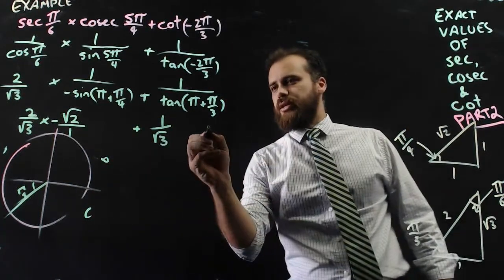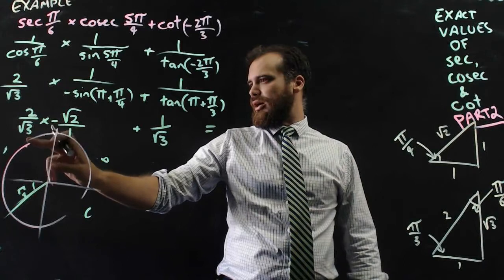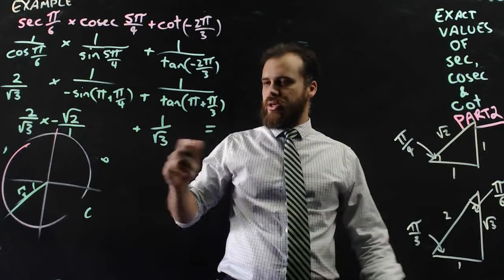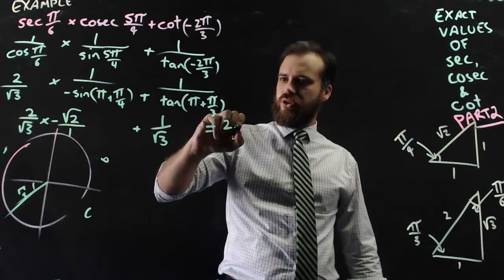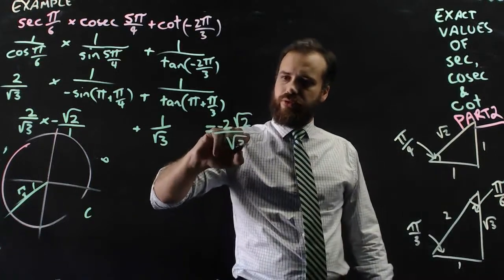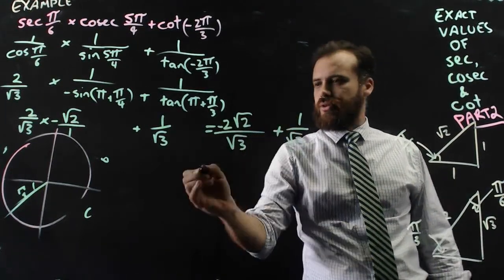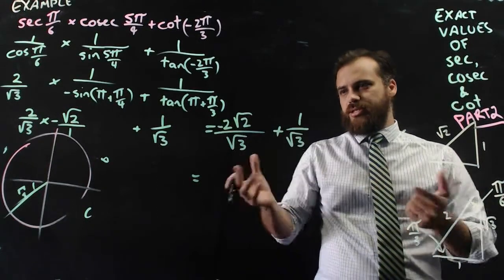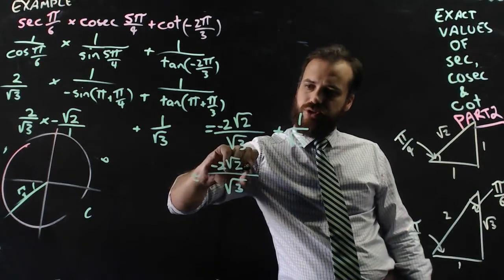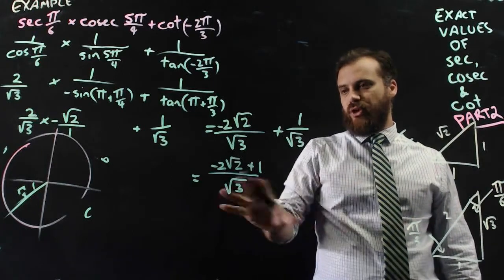Now I'm just going to stick this all together. We have 2 over root 3 times negative root 2 over 1, which is just root 2. So that gives us 2 times root 2, but it's negative, over root 3, and we're going to add 1 over root 3. Adding fractions, so the denominators stay the same. Root 3, negative 2 root 2 plus 1. That's a really decent final answer.